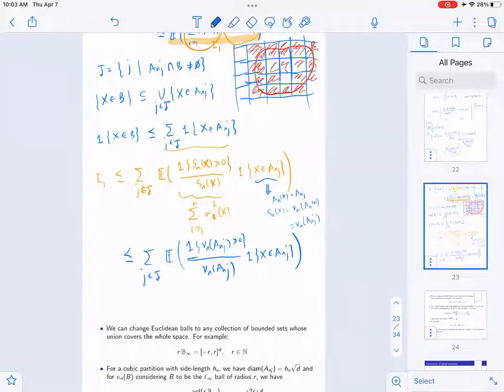Now at this point there are some interesting things happening here. This is how many of the training points are in this cell, so this part only depends on the training data. This part only depends on the test point. What can we do here?